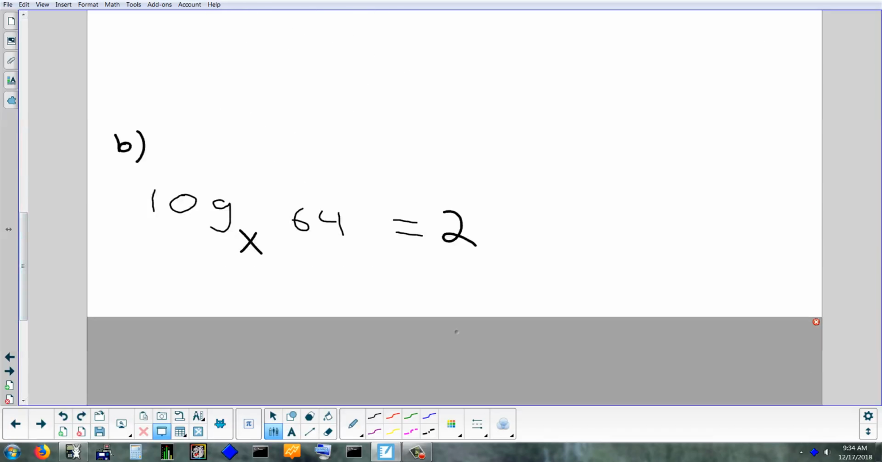All right, let's look at this one, a little different. Look at where the variable is. Where's the variable?